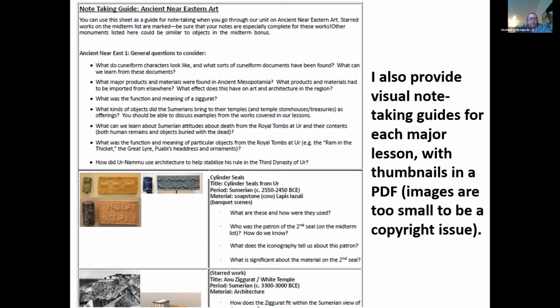And since they're in PDF format and the images have been taken down to a very small size, we're not in a copyright issue with these sorts of things.